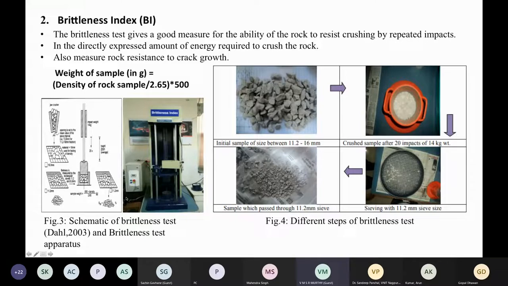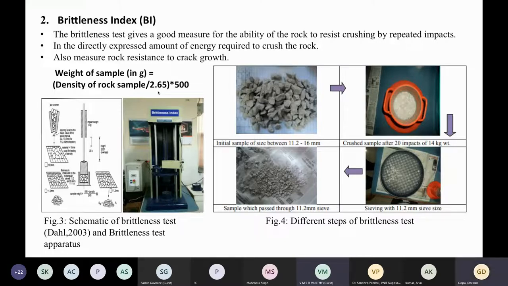So here one small selection criterion for the sample weight is, the density of 2.65 is taken as the base density. Considering the wide variations of the densities of rocks, probably the mean density has been considered as 2.65 here. And then whatever density of the sample you are testing, that you have already with you. So imagine if you have a rock of the same 2.65 density, then the weight of the sample would be 500 grams. If the density is more, then obviously the weight of the sample will increase. If it is less, the weight of the sample will reduce.